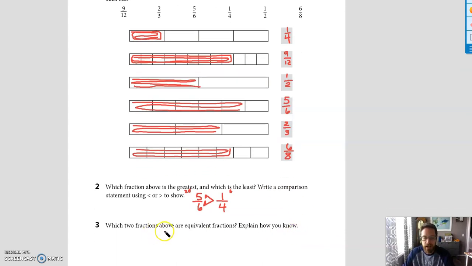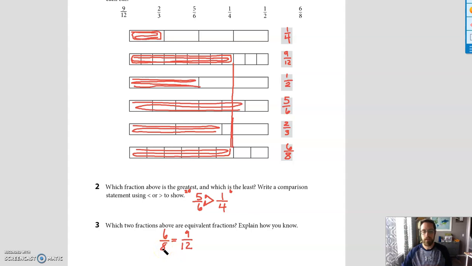Then, which 2 fractions above are equivalent? Ooh, and explain how you know. So which 2 are equivalent, or have the exact same amount shaded in? And it looks like maybe right here, if I draw an imaginary line, I know I'm doing it freehand, but, well, kind of veered off there. It looks like 6/8 is almost equal to 9 twelfths.